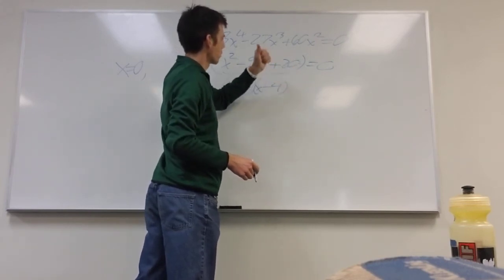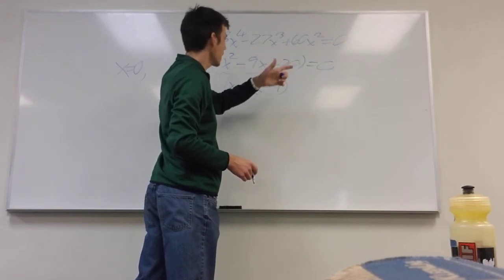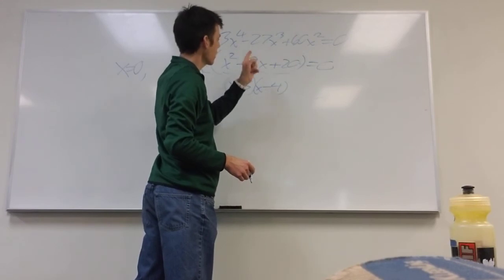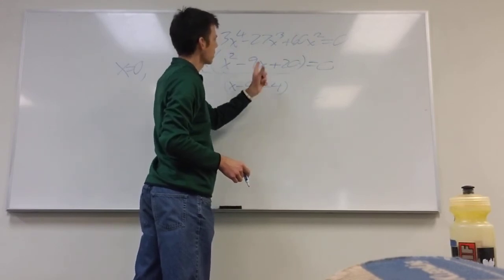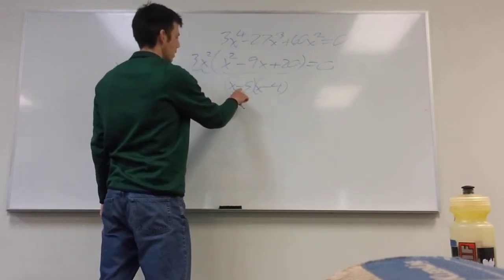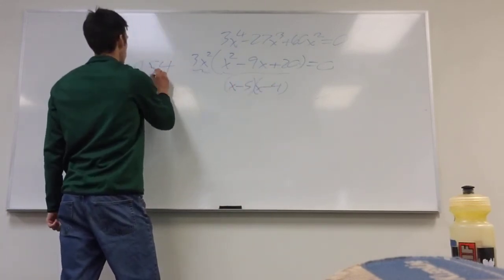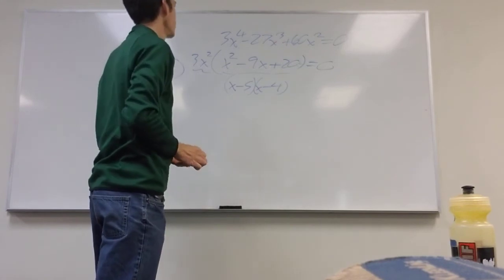Factors of 20 are 1 and 20, 2 and 10, no, 4 and 5. 4 and 5 make 9, negative 4 and negative 5, there we go. Okay, so the other solutions are 5 and 4. So those should be your solutions.